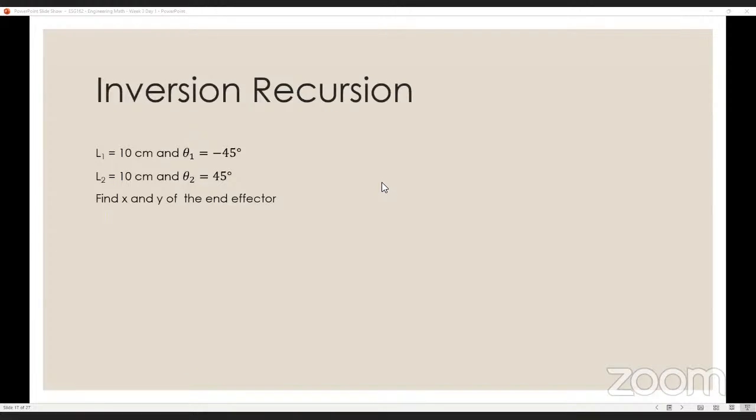So let's just do one. I'm given L1 and theta 1. The way that we're going to step through this is we're going to do the forward problem first and find P. Then we're going to use that P and solve the inverse problem to make sure we get back out the thetas that we started with. And then we're going to do the elbow down version of the problem.